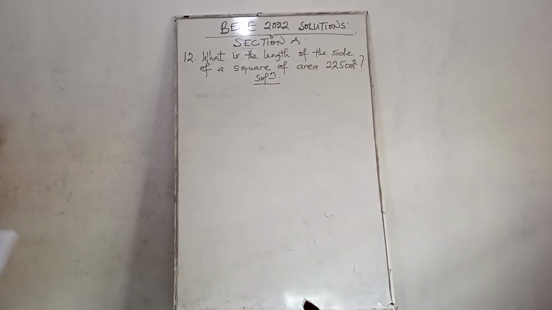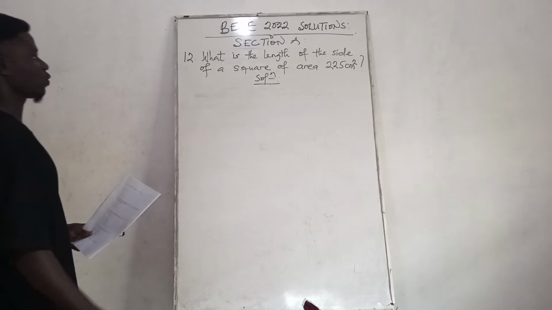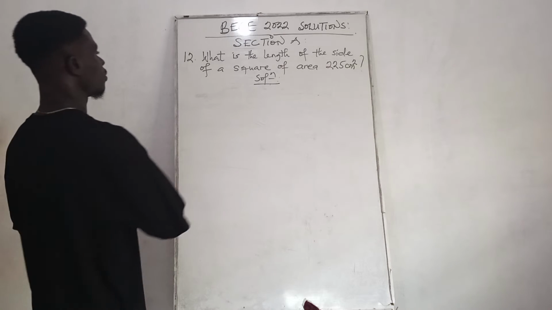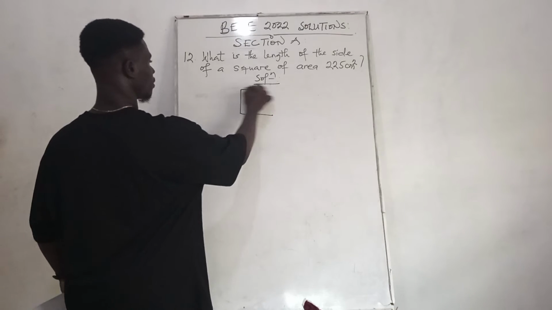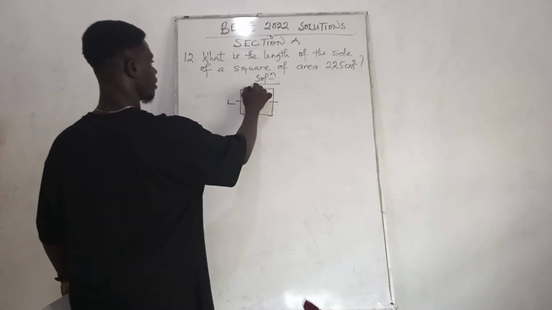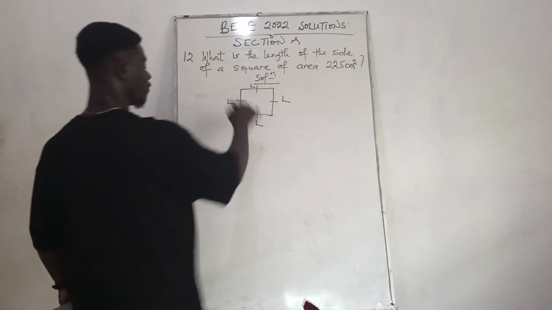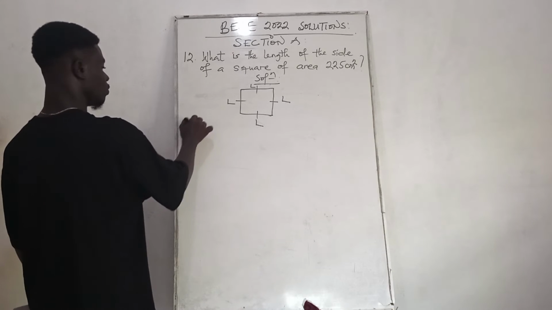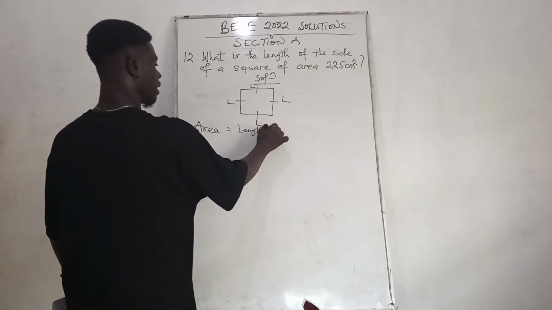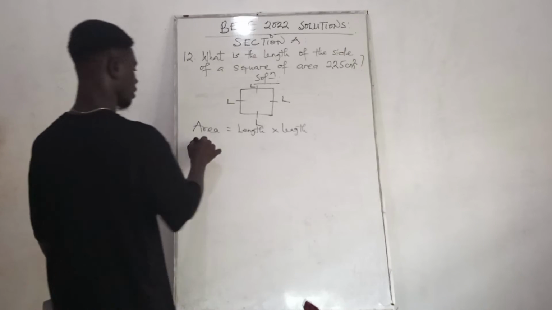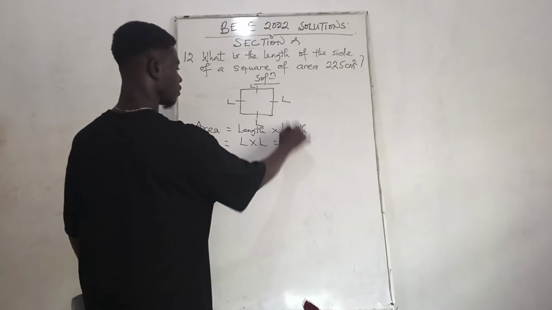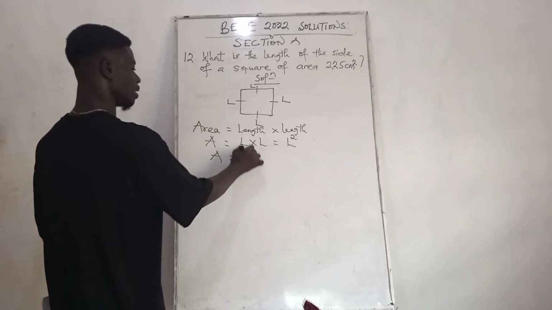Alright, so question 12. What is the length of the side of a square of area 225 centimeters square? So now we have a square, all the sides are equal, right? So here is length, length, length, length. We are finding the area. We know that the area of a square is length times length. A equals L times L, which is the same thing as L squared.